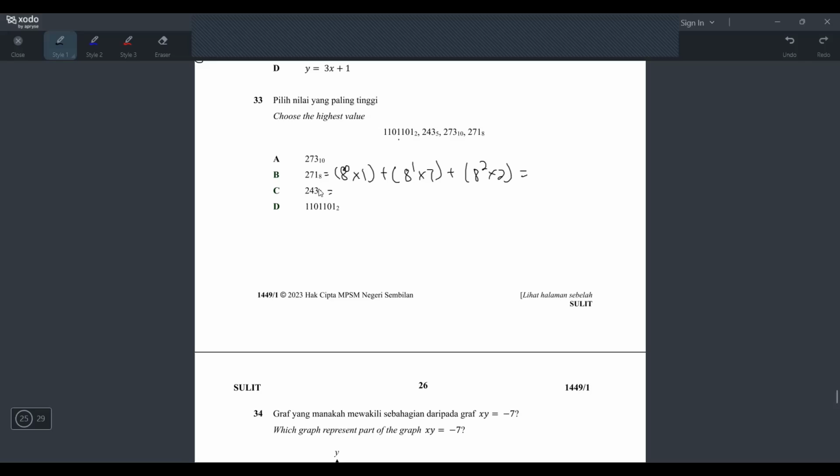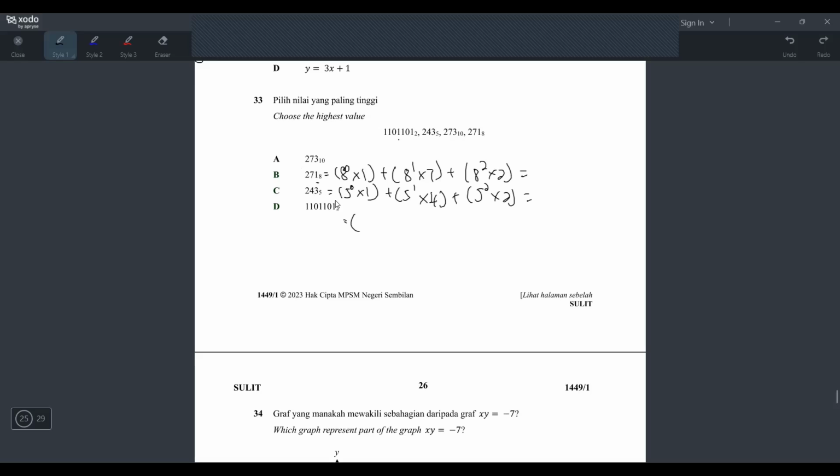What about this? If it's base 5, what is the place value for the 3? It will be 5 power 0. Why 5 power 0? Because this one is base 5. If base 8, 8 power 0, 8 power 1, 8 power 2. If base 5, 5 power 0, 5 power 1. And always start from the last digit, and always start with power 0. Plus with the next digit 4, the place value 5 power 1 times 4. And then this one is 5 power 2 times 2. And then later press.